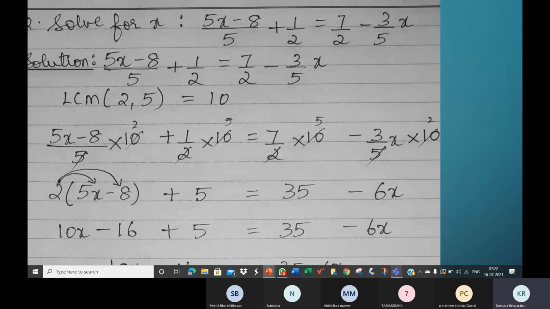Okay, so what is 2 plus 3? 5, ma'am. What is 2x plus 3x? 5x. What is 2x plus 3x plus 4x?